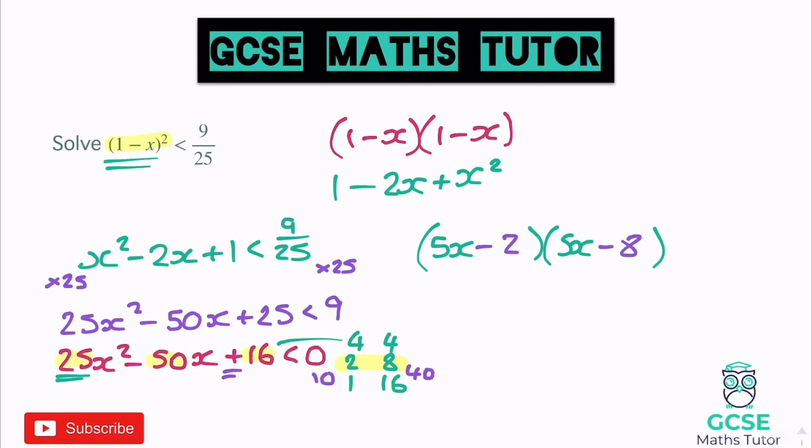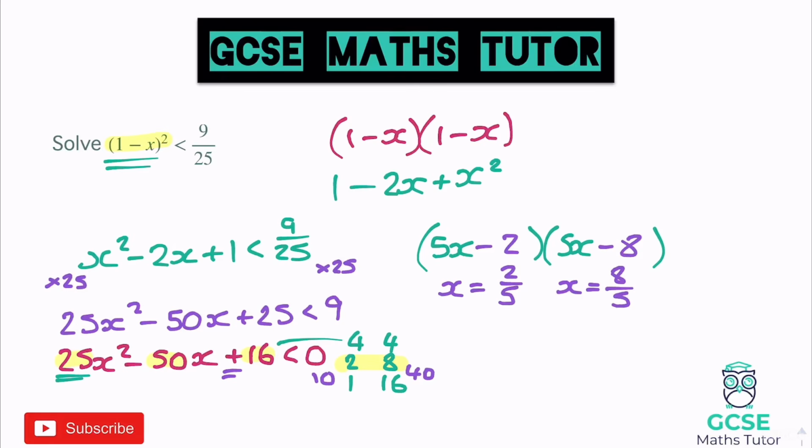There you are, and you can always go ahead and expand that and double check that it does actually create the quadratic that we've got. So we've got our two solutions: x is equal to positive 2 over 5, and x is equal to positive 8 over 5. There we go. So 8 over 5 is obviously our larger value, and 2 over 5 is our smaller value.